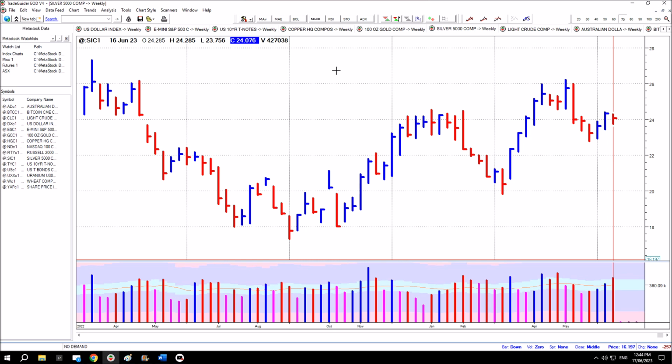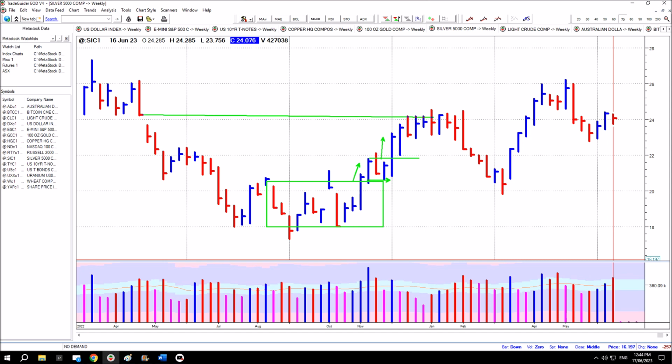Next chart is silver price futures, and similar to copper and gold, there is an accumulation zone in the background. It comes through here, and price broke out here. There's a little period of consolidation similar to gold and copper before a secondary breakout.